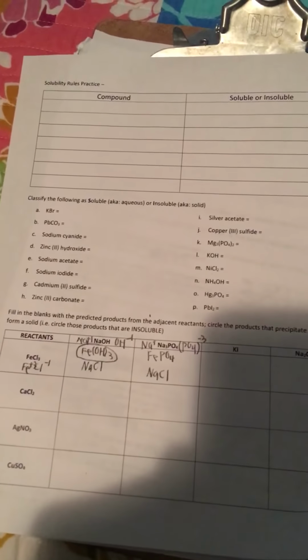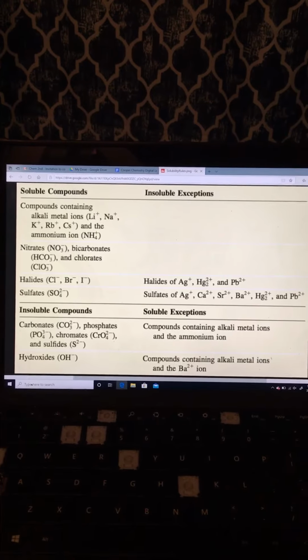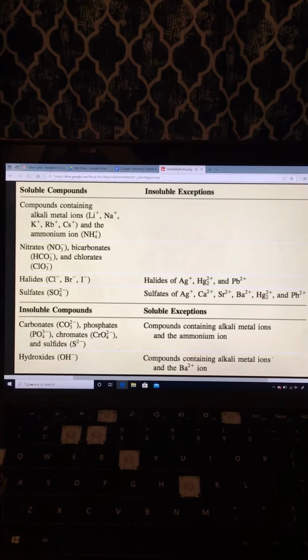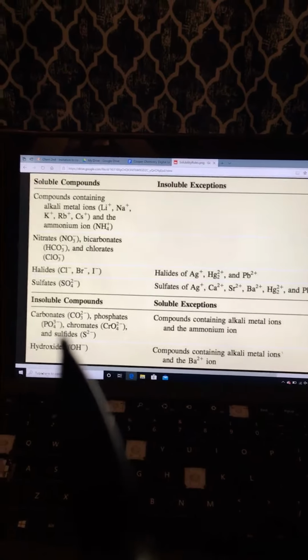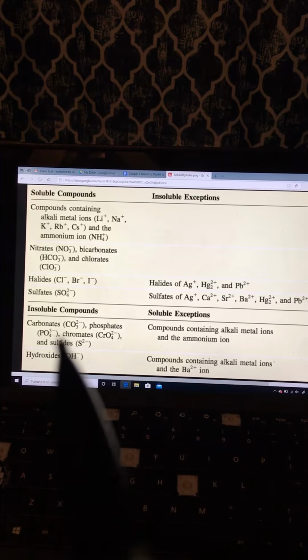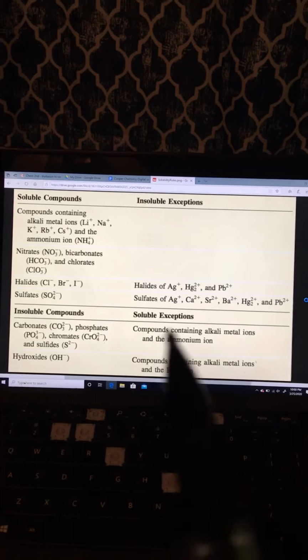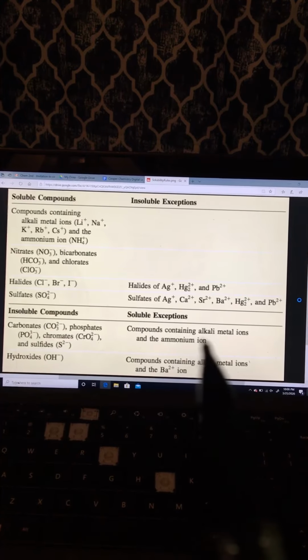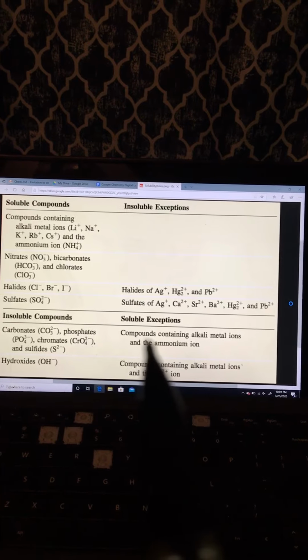Okay. So again, let's go ahead and look at our solubility rules. We remember that there's nothing on our solubility rules about iron. So let's look for a phosphate, a PO4 3-. So what I'm seeing is this one down here. There's a thing about PO4 3- right here. It says that phosphates are insoluble compounds, but there's an exception that says compounds containing alkali metal ions and the ammonium ion are the soluble exceptions.